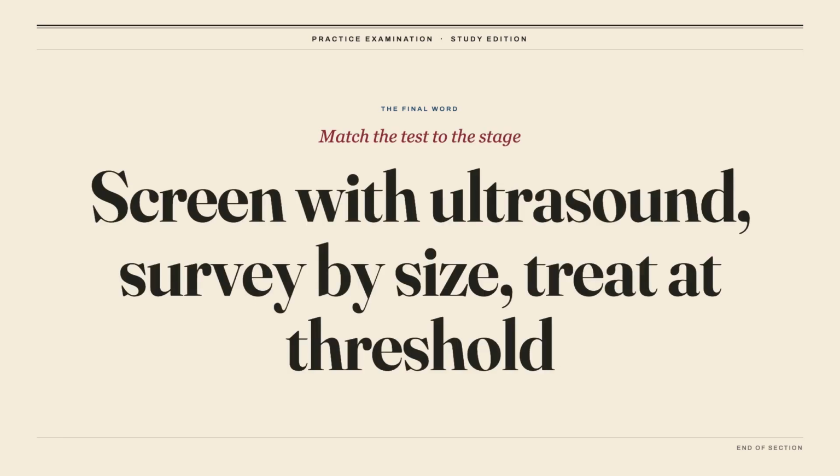Family members of an affected patient carry elevated risk too, so encouraging their screening is part of good discharge teaching. Remember the pattern: screen with ultrasound, survey by size, and reserve CT and repair for later in the pathway.